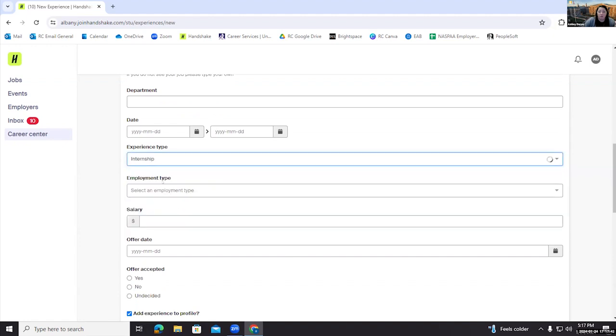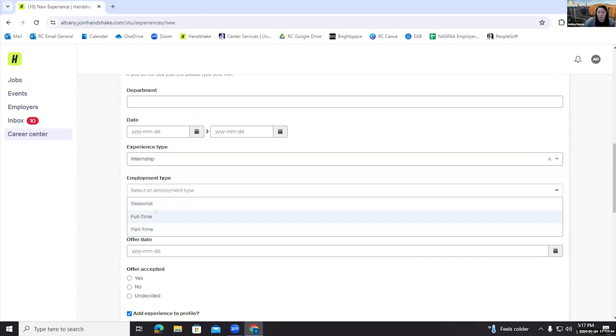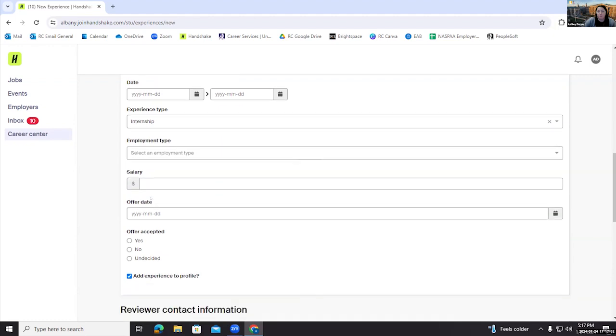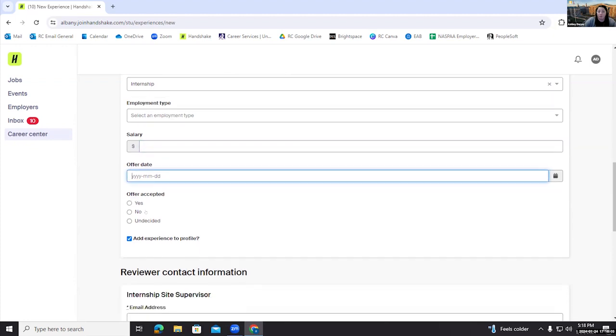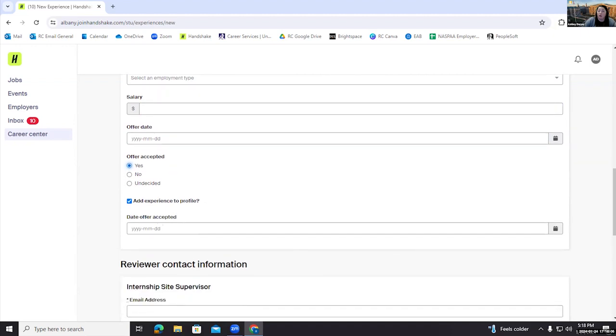Experience type will be internship. Employment type will be full-time or part-time, depending on the hours. Technically seasonal could be used for summer, but we typically recommend the part-time or the full-time option. Salary, what are you going to be making on an hourly or stipend basis? Even if it's a stipend, you can incorporate that. You'll want to put in your offer date. Did you accept the offer? Yes. Okay. What was the date?